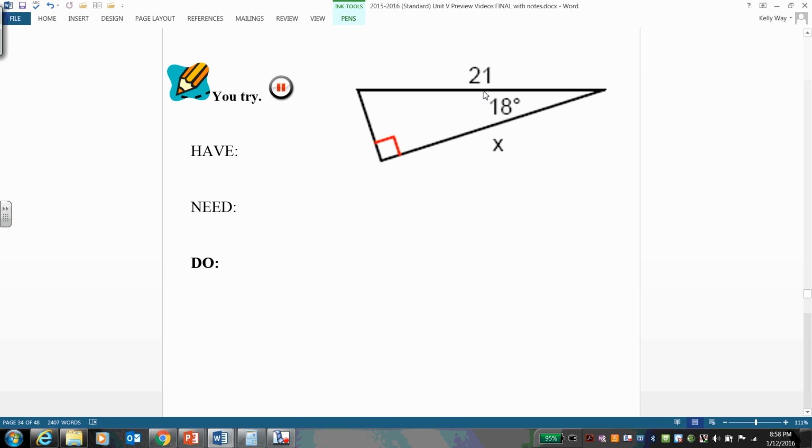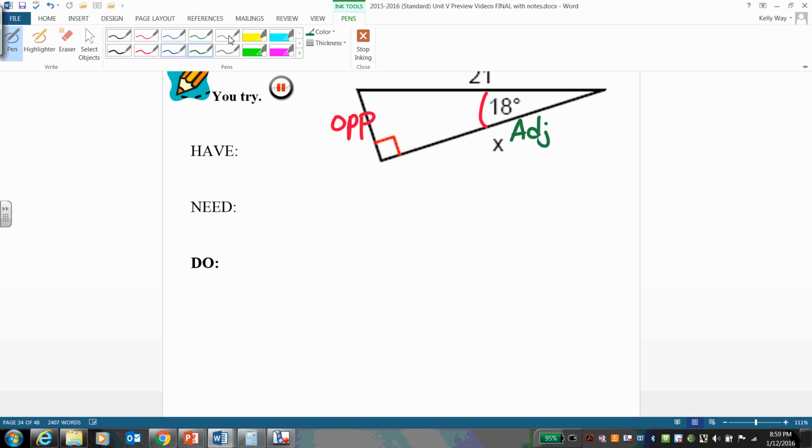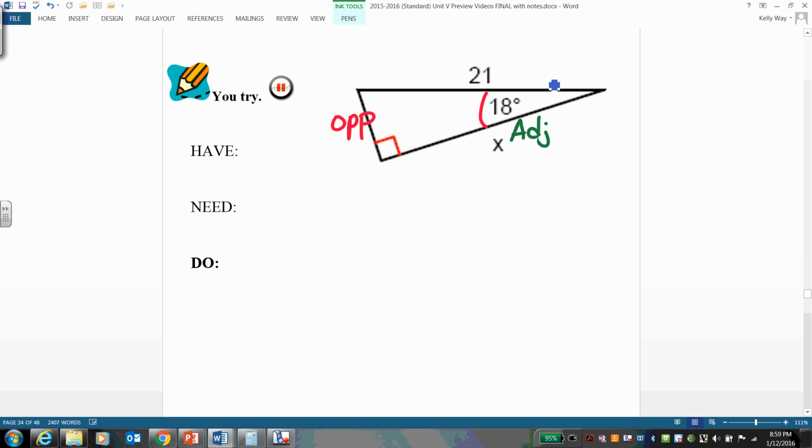First, you label your opposite, adjacent, and your hypo. That would make this the opposite. That would make x our adjacent. And that means this 21 has to be the hypo. We take a look here. We have our hypo, and I need my adjacent, which is A.